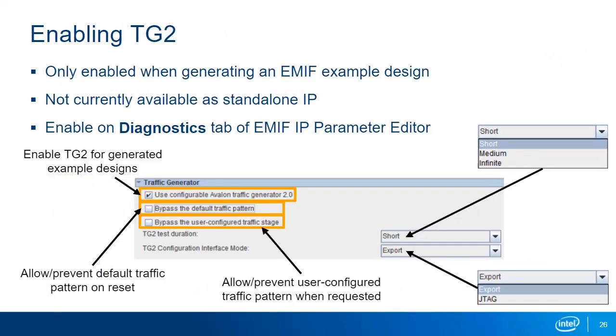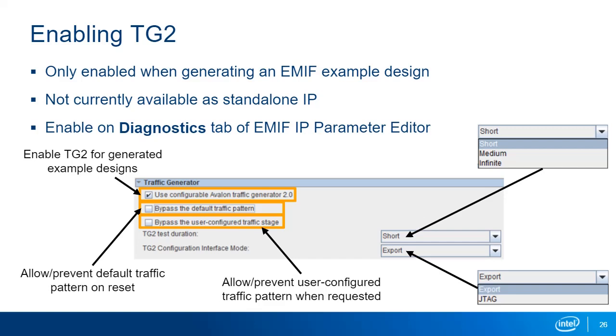Note that TG2 is not available as an IP component that can be added to an existing design. To use it, it must be enabled and configured in the EMIF IP Parameter Editor so that it will get included when an example design is generated. The example design will include the new traffic generator instead of the original. The options for TG2 are found on the Diagnostics tab. Enable the use of TG2 as shown.